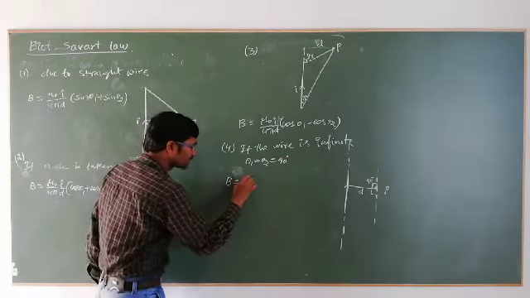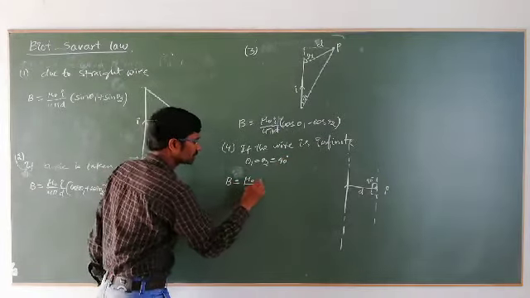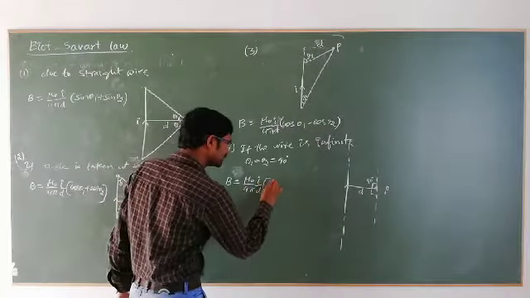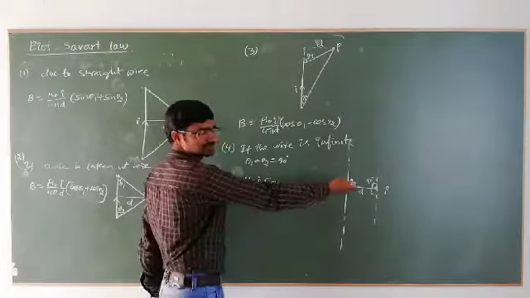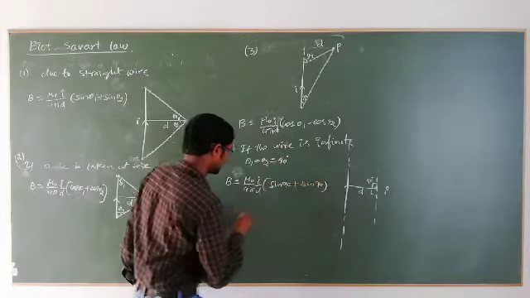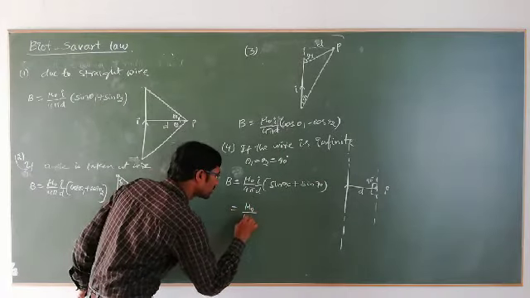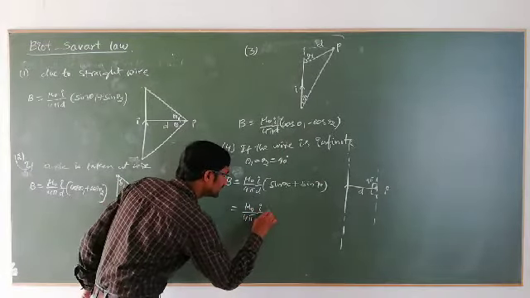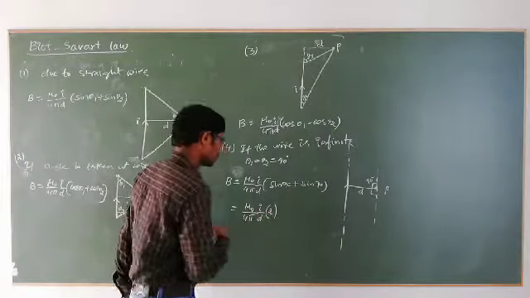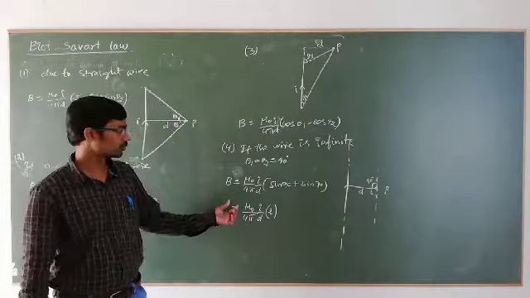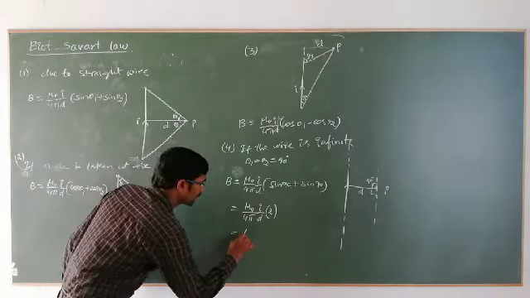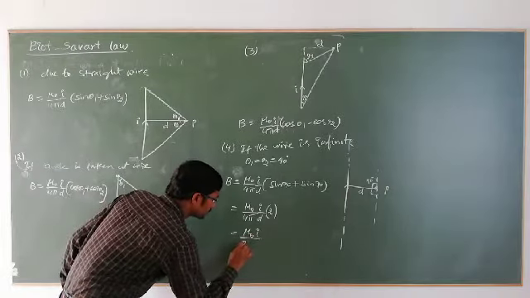Therefore, the magnetic field is equal to mu naught by 4 pi, I by d into (sin theta 1, sin 90, plus sin theta 2, sin 90), that is equal to mu naught by 4 pi, I by d into (1 plus 1), or mu naught I by 4 pi d into 2, or you can write mu naught I by 2 pi d.